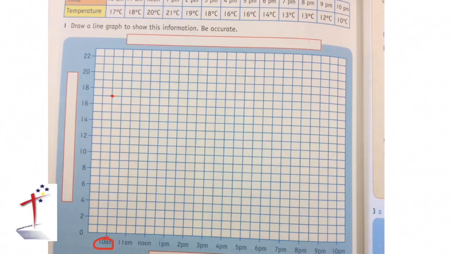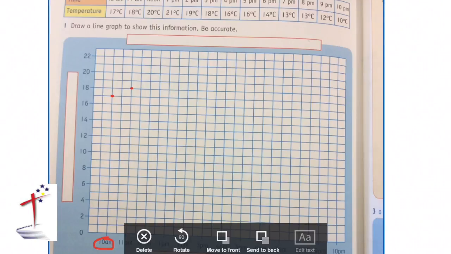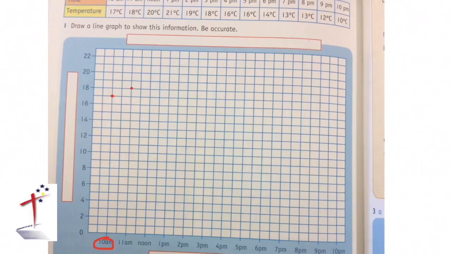Now we don't draw the line down to 0 because we didn't start at 0 for this. It wasn't 0 degrees at 9 a.m. Our next temperature was at 11 o'clock, and it was 18 degrees. So we need to find 11 and draw a dot at 18 degrees. So then we need to connect the dots. So we need to draw a line between the two.